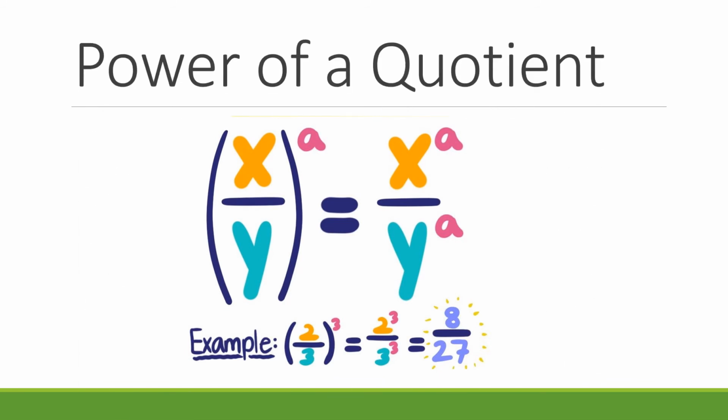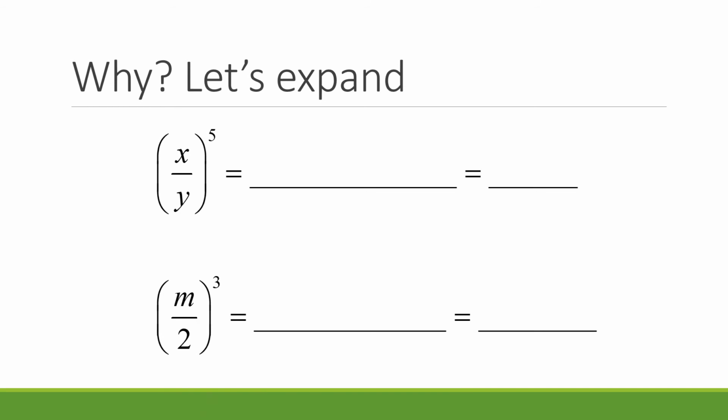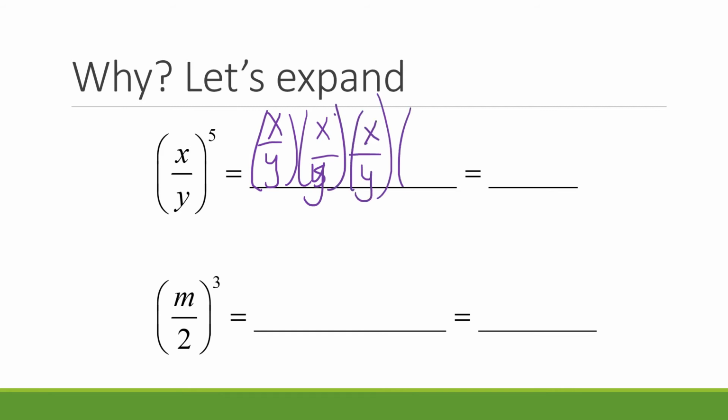All right, let's talk about power of a quotient. This rule is the same rule. Now we're just saying we want to distribute to every exponent, whether it be on the top or the bottom. So let's see why, okay? Let's take a moment to expand. You don't need to rewrite this. What it means is I have x over y 5 times. Oops, I wrote 5 because I said 5. All right, 5 times. A little bit annoying to write it 5 times.